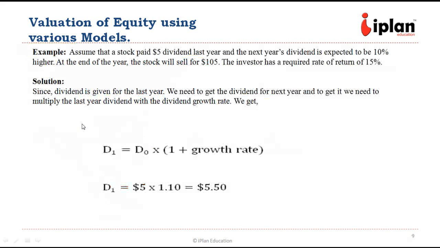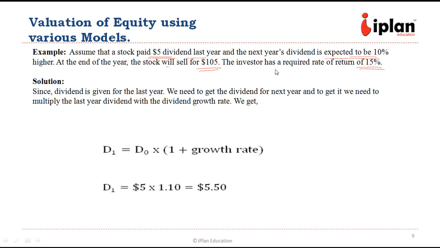Assuming that the stock paid $5 dividend last year, and next year's dividend is expected to be 10% higher than that. At the end of the year, the stock will sell for $105. The investor has a required rate of return of 15%. So we need to find out the current value of the share so that we can compare it with the market price and take a decision of buying or selling.